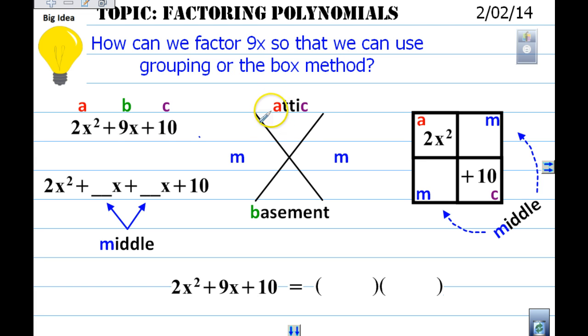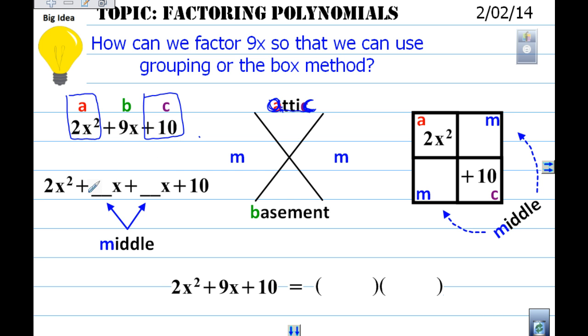Now, he wrote this word down, of course, so I told you to copy everything. He wrote the word attic. Go ahead and make the A much darker. Make that A really dark. Same thing with the C. Make the A and the C darker. And the reason we're using that word is not just because attic is on the top. It's because it has the letters A and C in it. They correspond to this. The first term is always A, the last term is always C in your trinomial.